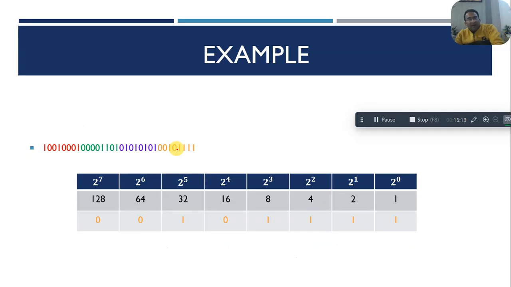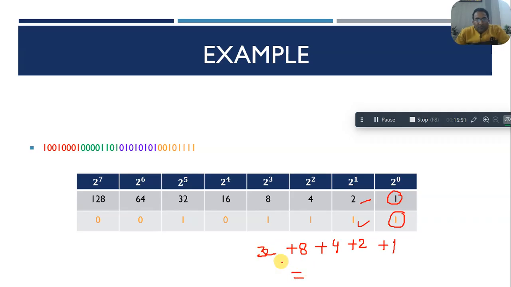Now the last 8 bits are 0 0 1 0 1 1 1 1. Again we are going to convert it. And how are we going to convert it? Where there is a 1, we have to multiply those powers and add them. So 1 multiplied by 1 equals 1. 1 multiplied by 2, 2, plus 1 multiplied by 4, 4, plus 1 multiplied by 8, 8, plus 1 multiplied by 32, which gives 40, 44, 46 and 47.